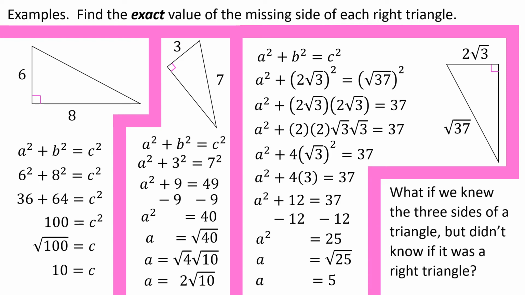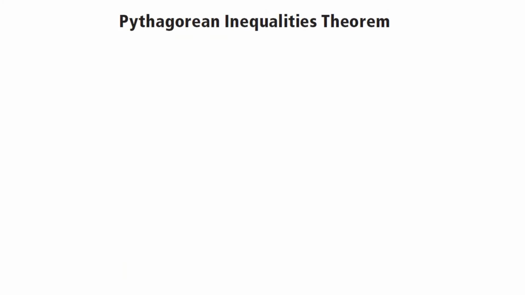Now, how am I going to squeeze another example in there? I don't think so. Oh, hey, what if we knew the 3 sides of a triangle, but didn't know if it was a right triangle? Ooh, the inequalities theorem.